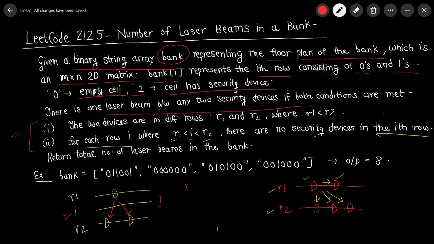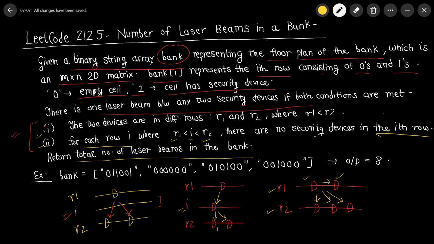Had it been the opposite case, suppose the ith row also had one device, then the scenario would be different. In this case, R1 and R2 cannot have beams between them, since the between row also has a device, so the beam would first go here, and then from this D it goes to here. So this is our second condition. Both of these conditions should be met, and we need to return the total number of laser beams in the bank.